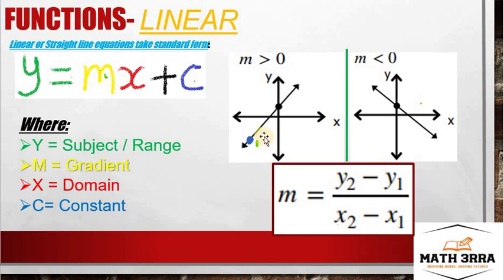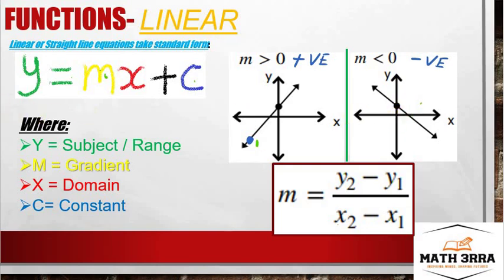Now, just to jog your memory, I did say that when our slope is positive, we have a graph that is increasing from left to right, such as the one in this scenario here. This is what we get when our gradient is positive. And when our gradient is negative, we get a graph that looks a lot like this one in here.